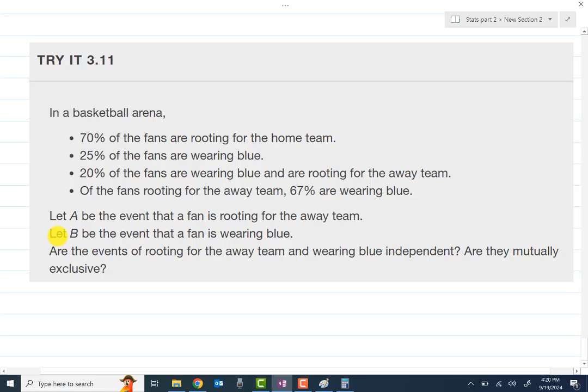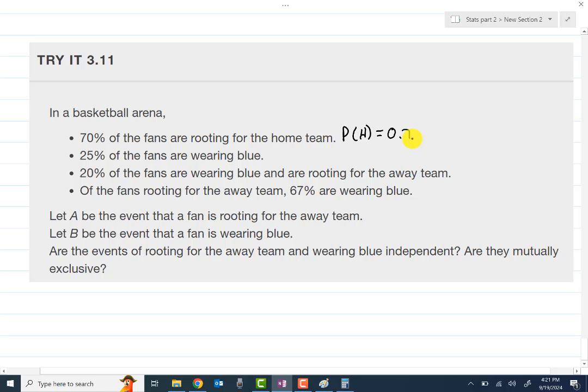Another problem here: 70% root for the home team, 25% are wearing blue, and 20% of the fans are wearing blue and are rooting for the away team. So here's what they've given us. 70% of fans are rooting for the home team. So I'm going to use the letter H for home. The probability of H equals 0.7. It's easier to do this.